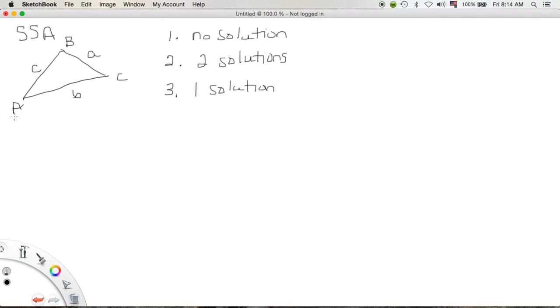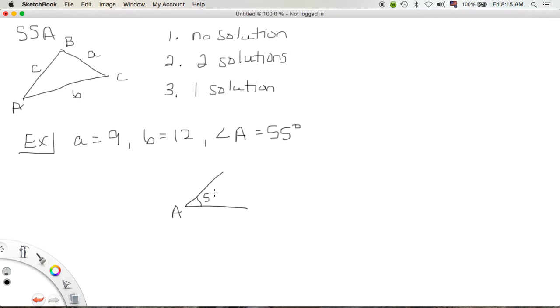So let's see if we can work on this. So if we have, for example, A is 9, B is 12, and angle A is 55 degrees. Well, let's look at this. If we have angle A is 55 degrees, and let's call this C, and then we'll go ahead and draw it as a triangle, hoping that it'll work out, but it may not.